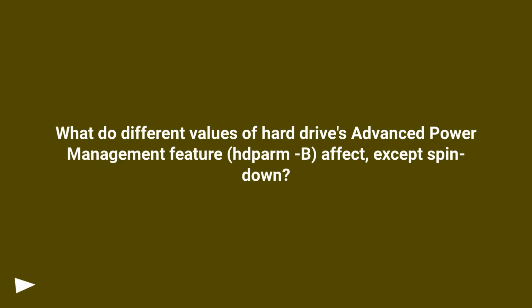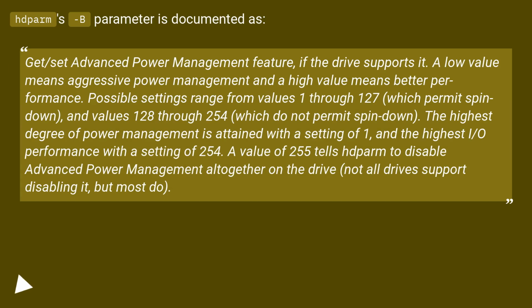What do different values of a hard drive's advanced power management feature, hdparm -B, affect, except spin down? hdparm's B parameter is documented as get/set advanced power management feature, if the drive supports it. A low value means aggressive power management and a high value means better performance.